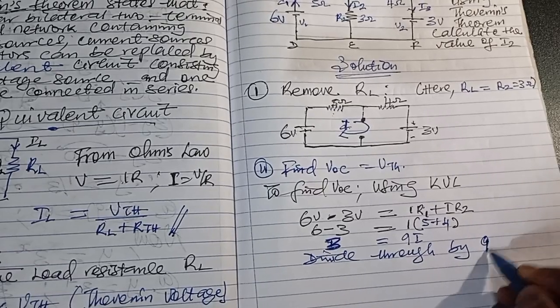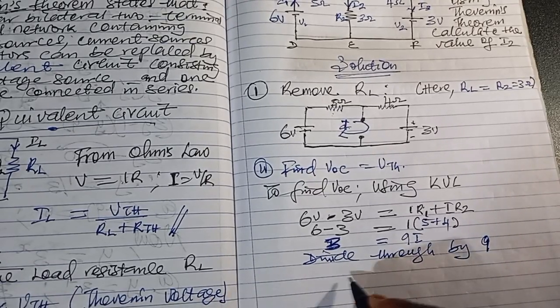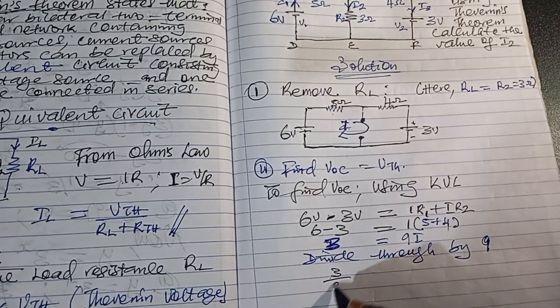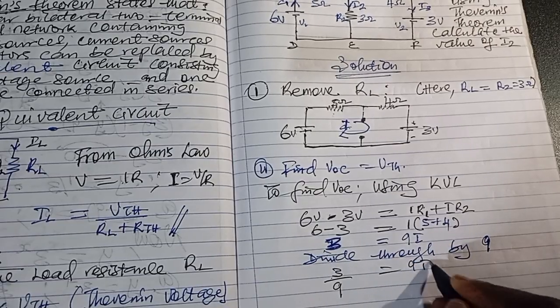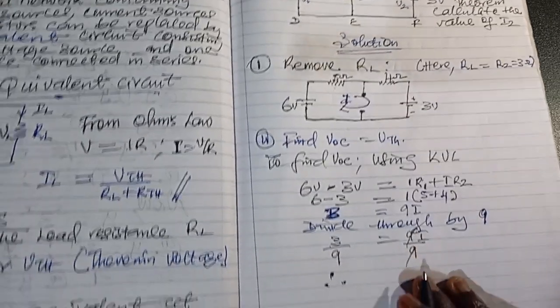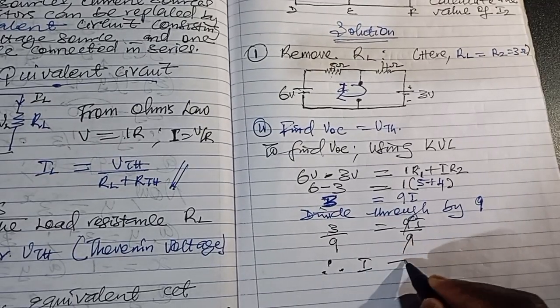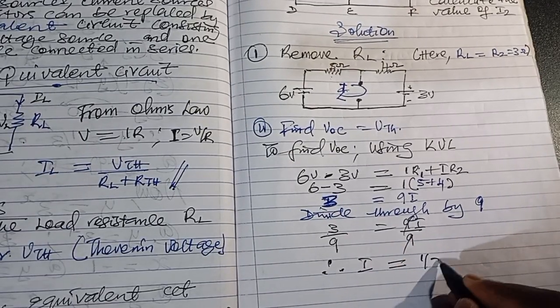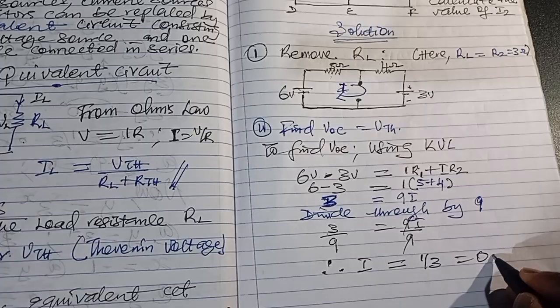So I can have 3 divided by 9 is equal to 9I divided by 9. This can go. Therefore, I is equal to 1 over 3, which is 0.3.